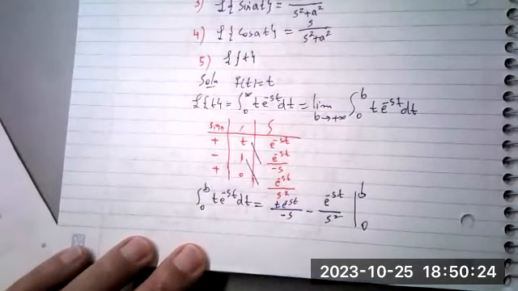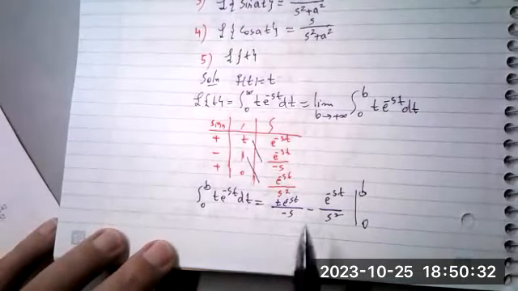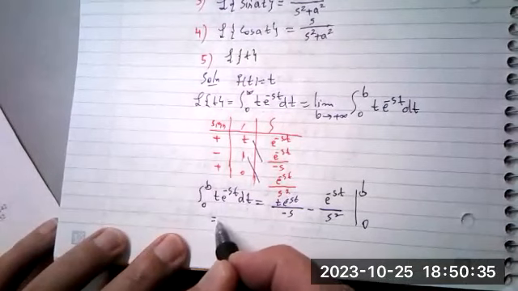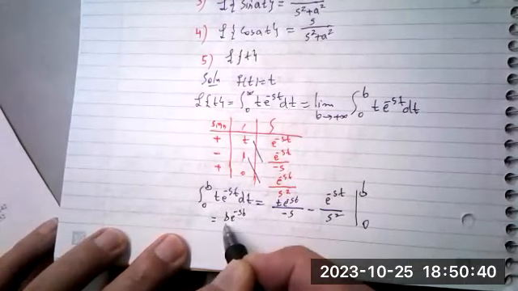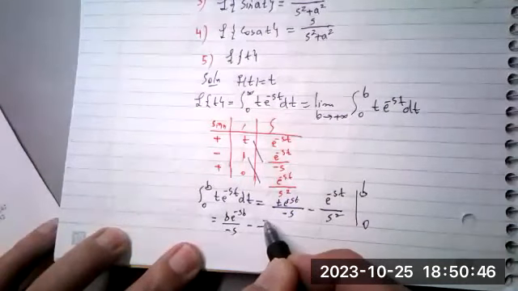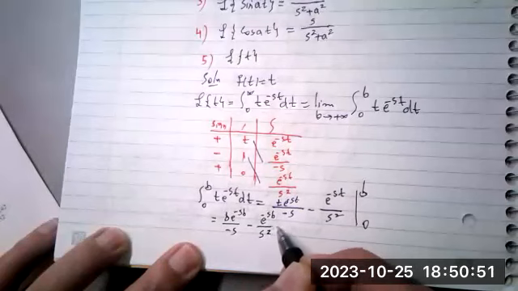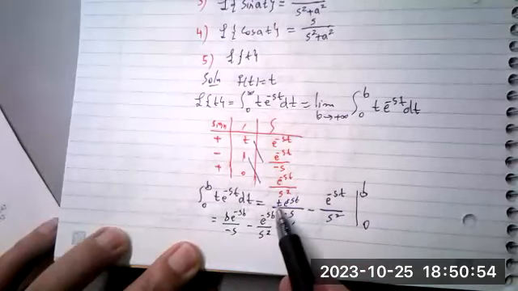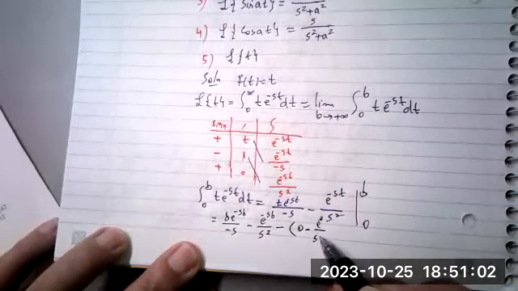So again, we predict the last part. You can substitute the b first, then change it. If you put b, the first one would be b e to the negative sb divided by negative s. And the second part would be e to the negative sb divided by s squared, minus, if you put the 0, t times 0 gives you 0, minus, if you put the 0 here, that gives you e to the 0, and that would be s squared.